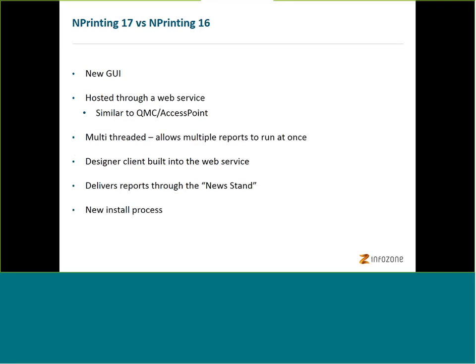So another slide just for those of you that are new. 17 was kind of a new product, kind of like going from QlikView to Qlik Sense. New interface, similar to QMC and Access Point. Everything's through a web service now. The big change is that it's multi-threaded. In NPrinting 16, you could do one report and then if you had to run another report at the same time, it would create a queue. Now in NPrinting 17, you can run multiple reports at once.